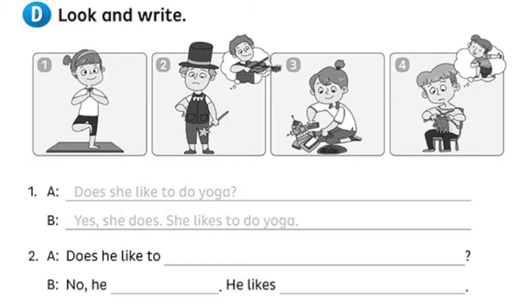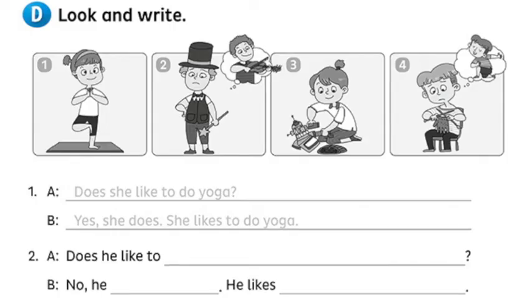So if you notice, in the question, when we ask, does she like, there is no S. No S because it is a question. Does she like to do yoga? But in the answer, she likes to do yoga, there is an S on likes. She likes to do yoga. Okay, let's go ahead and move on to number 2.